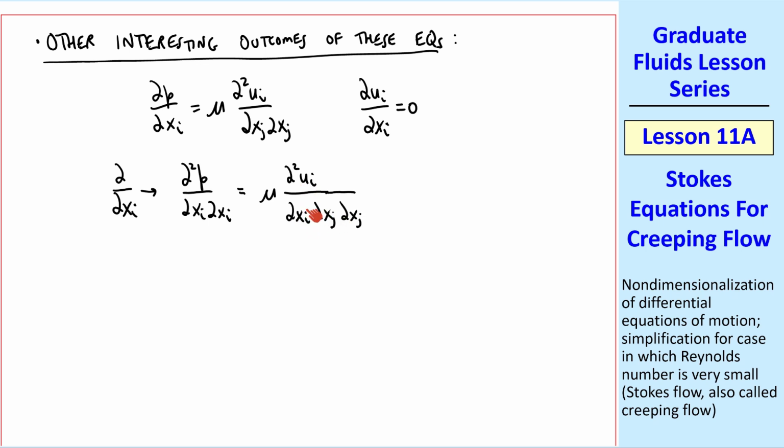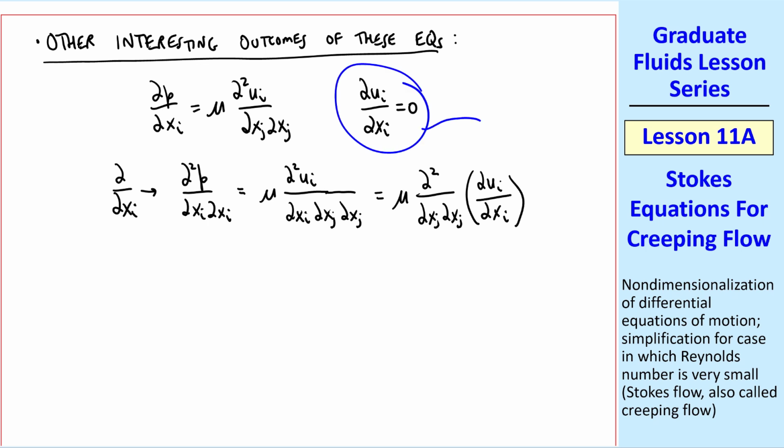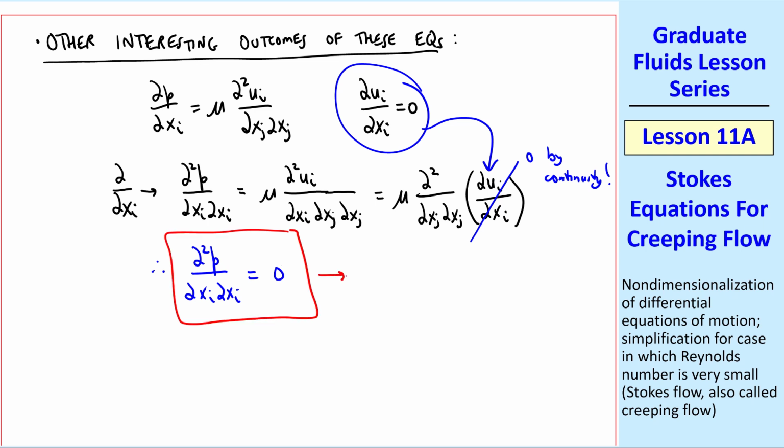But the order of differentiation shouldn't matter, provided that ui is a smooth continuous function. So we rewrite this as mu ∂²/∂xj∂xj of ∂ui/∂xi, but ∂ui/∂xi is 0 by continuity. Therefore ∂²p/∂xi∂xi equals 0. Again, reviewing our tensor notation, this is equivalent to saying that the Laplacian of pressure is 0. This is an interesting outcome.